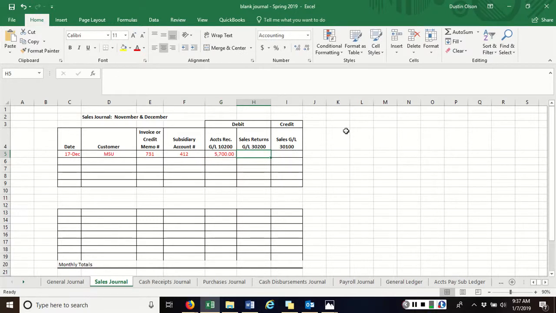And then we have to match that with a credit. The only credit that we have is sales. So we credit sales for $5,700. That's our revenue account. That shows that we've done our job. We made the sale. We earned our money. Earned our revenue, I should say, in this case, since we haven't been paid yet.